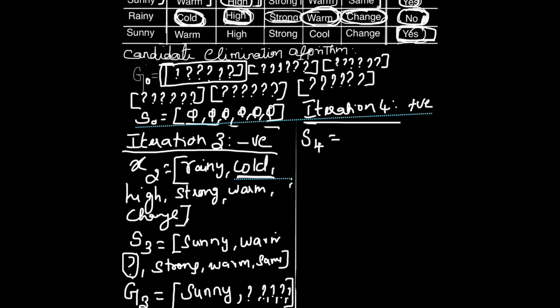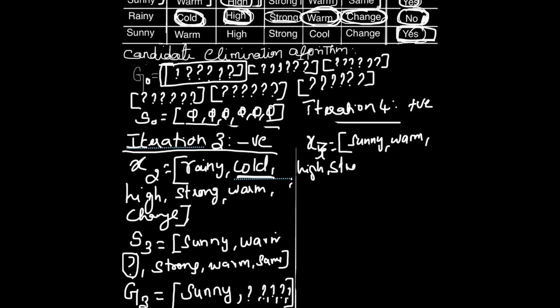If it is positive, we have to focus only on the specific hypothesis. So what is the value we have here? In X4, so let's change this so that it will be easy. So we have X3. In X3 we have sunny, warm, high, strong, cool, and change. Here we have to focus only on the specific hypothesis because we have already confirmed with the positive sample, so you have to update the specific hypothesis.